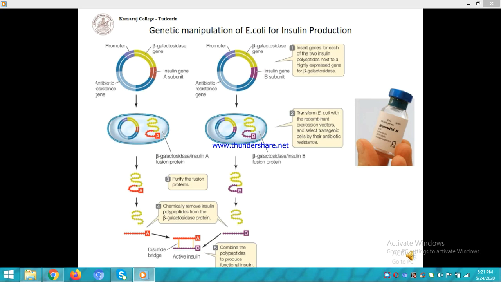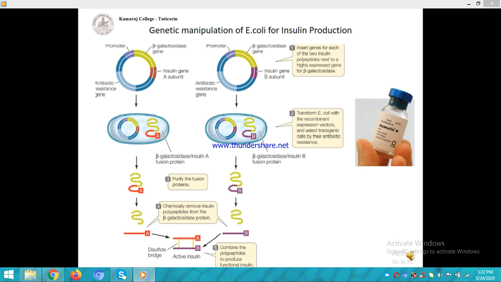Okay, so now coming to the genetic manipulation of E. coli for insulin production. As we know, the insulin hormone is a very essential hormone for treatment of diabetes, right? In order to produce insulin in a larger quantity, earlier they would extract the insulin from the pancreas of pigs and other large animals. But now with the advent of rDNA technology, it's very easy to produce insulin via the bacteria called E. coli. Okay, so the first thing we have to take is two plasmids.